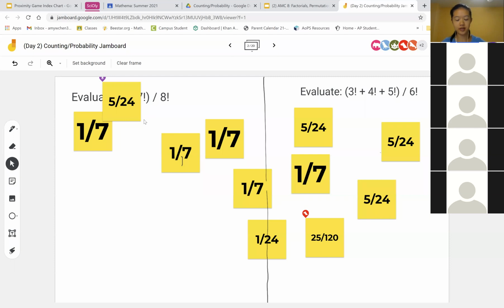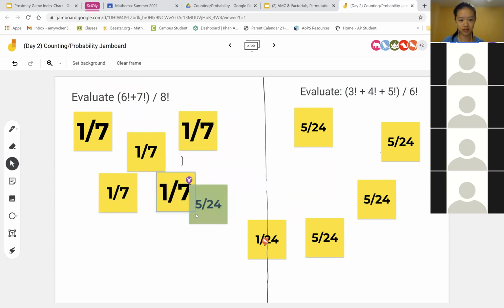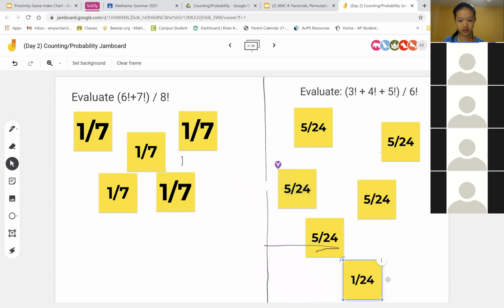Okay, I think we're at the point where we can go over the answers. It looks like it's pretty messy, but make sure that your answers are on the correct side of the Jamboard. So I think we can go over it now. I hope everybody can see my writing.